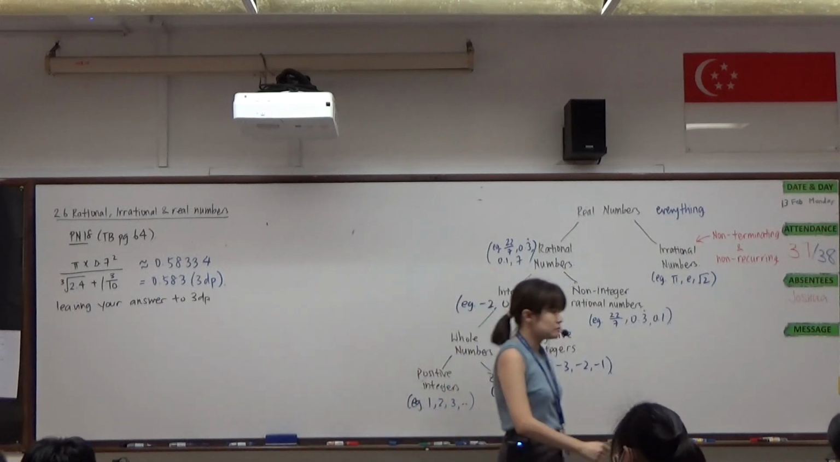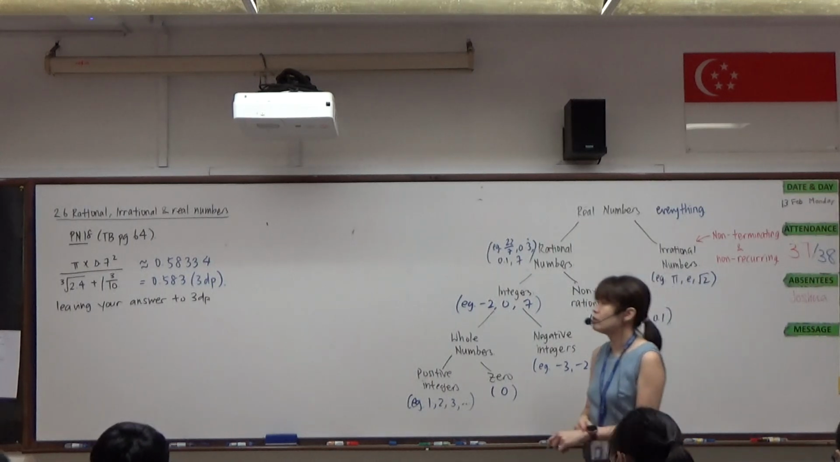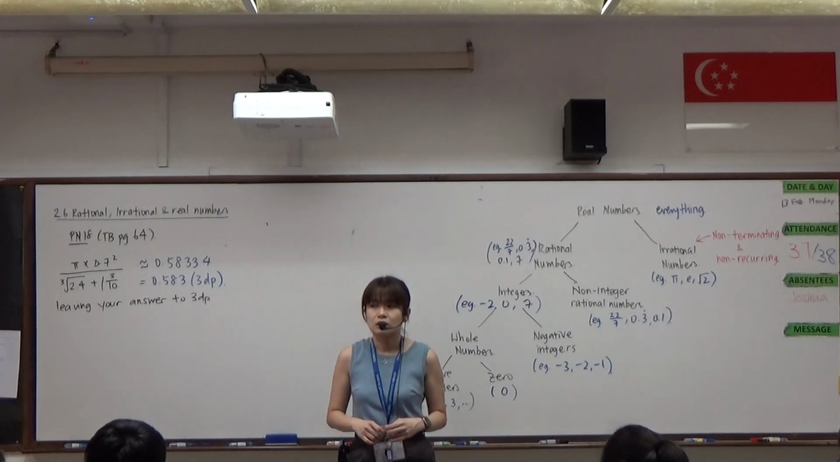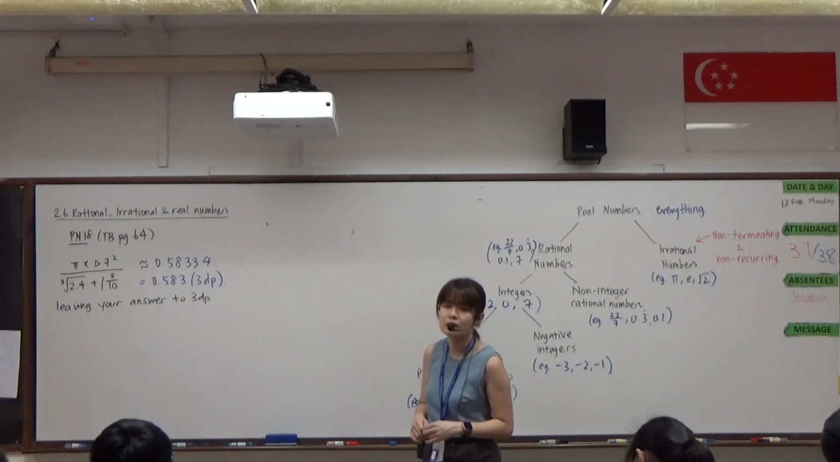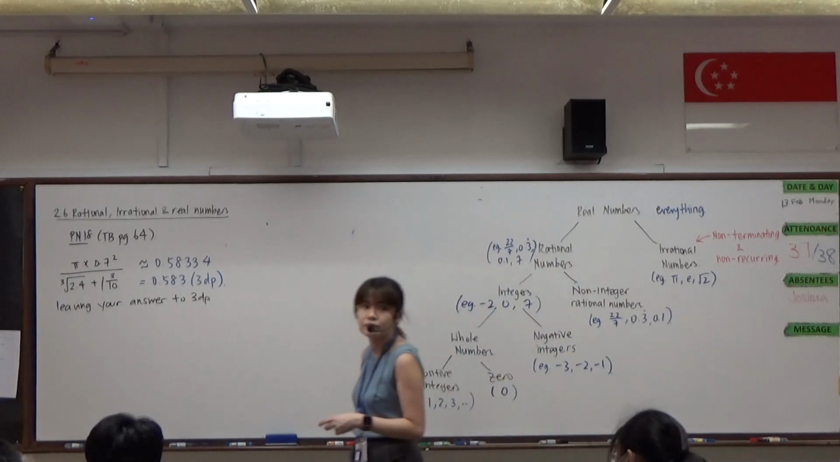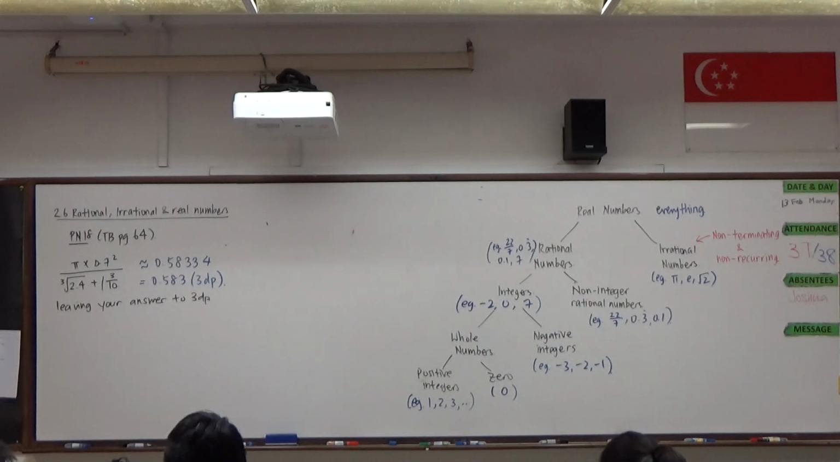Okay, you should get a decimal of about 0.58334. When rounded to 3 decimal places, you should get 0.583. Okay? Anyone not able to get this number? You raise your hand, I'll come over to you. Anybody else have any issues?